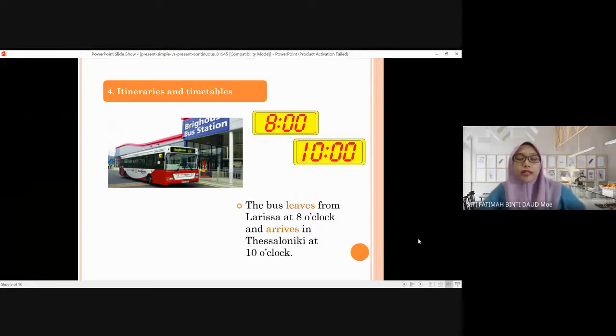So, if you look at the timetable, it's the same like the first one tadi, habit kan? So benda tu memang kita dah tahu jadual dia. So you use present simple.